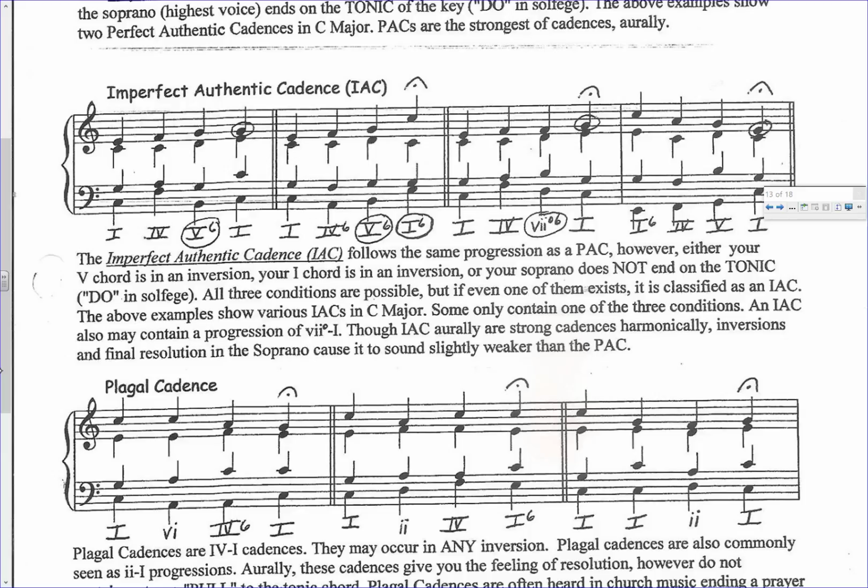In the second measure, both of our last chords are in inversion, first inversion, 5/6 to 1/6. So although the soprano is singing do in the last chord, the C, because the bass is not singing sol to do, that makes it imperfect. Let's listen to the second measure of the imperfect authentic cadence. And one more time.